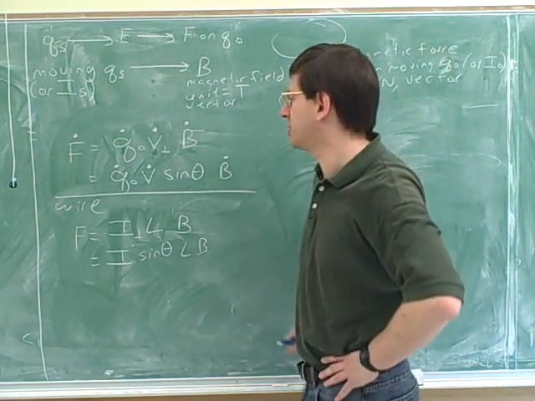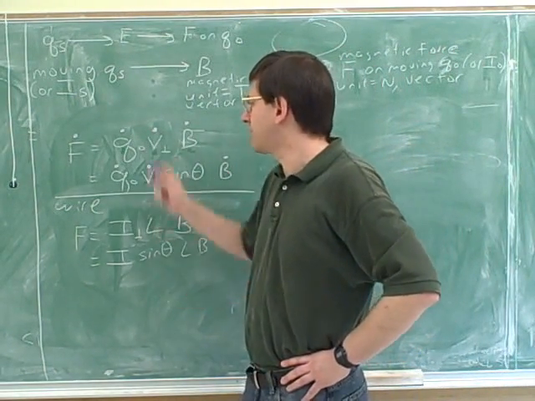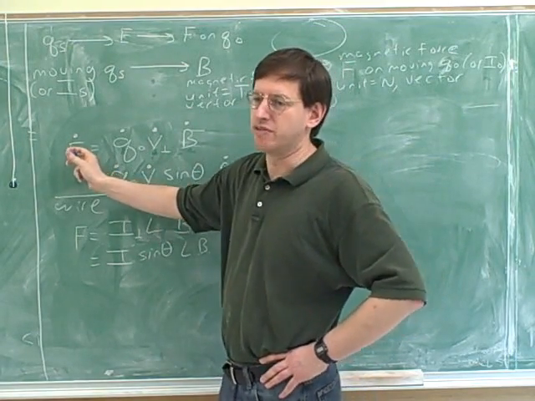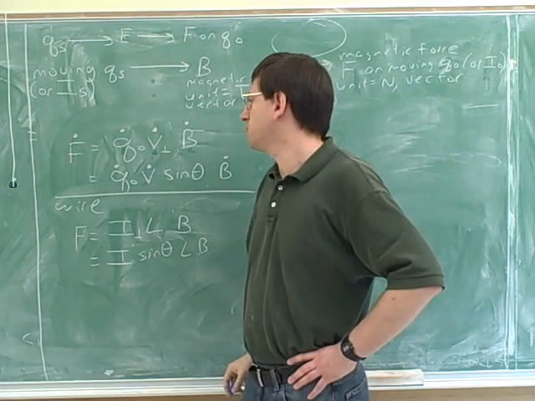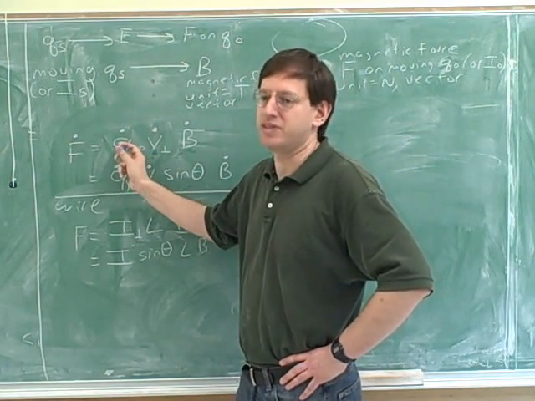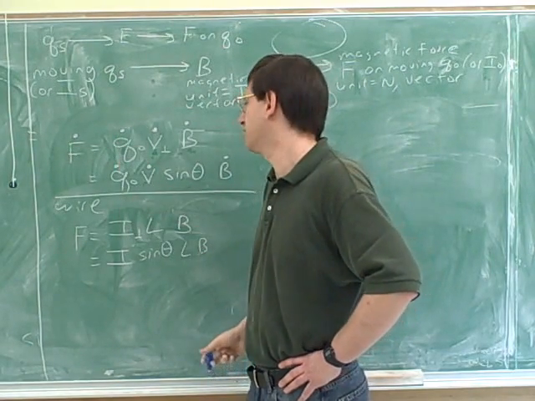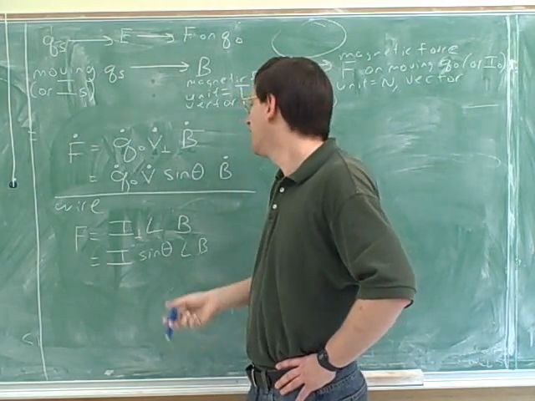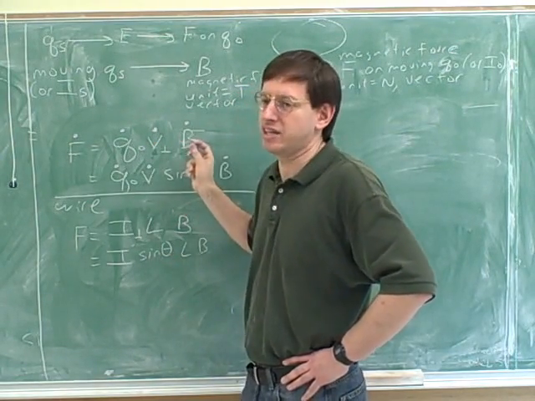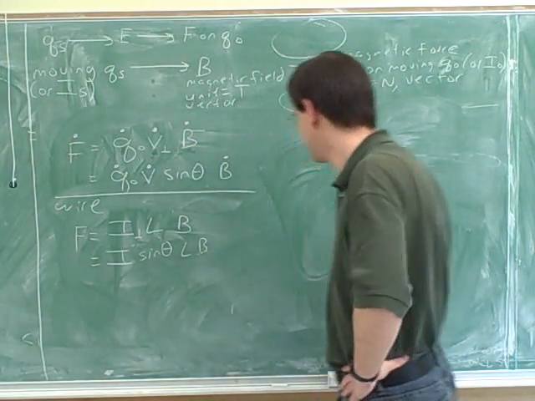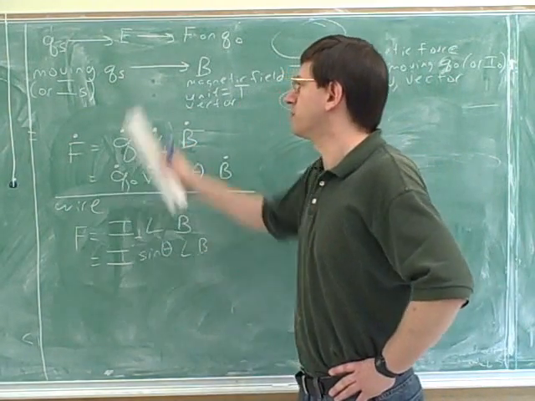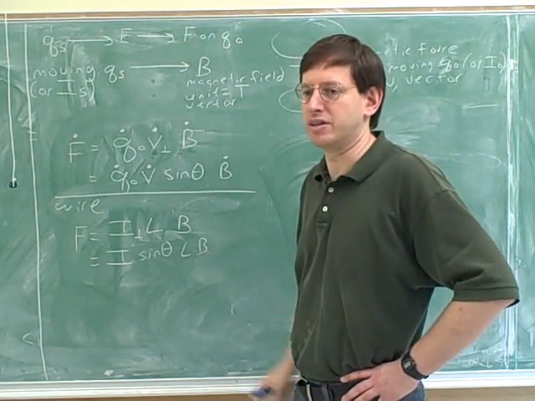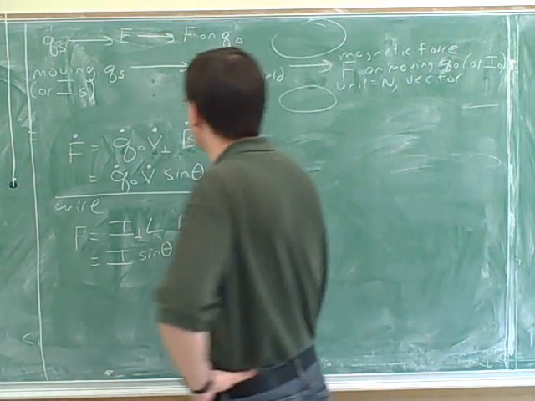Something else I wanted to mention. For these formulas you must use SI units, because otherwise you won't get an answer in newtons. So for example, if they give you a charge in microcoulombs, you've got to put that into regular coulombs. Or if they give you a speed in millimeters per second, you've got to put that into meters per second. Or if they give you something in millitesla, you've got to put that into regular tesla. In fact, all the formulas in that handout have to be used in SI units.